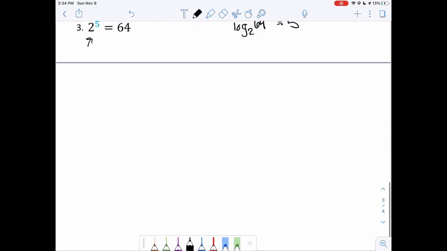Logarithms are also really useful when you need to evaluate. So let's say we're given a problem like log base 8 of 64 equals x. What that means is, what exponent do I need to raise 8 to make it equal 64? Let me show you how we just rewrote that.